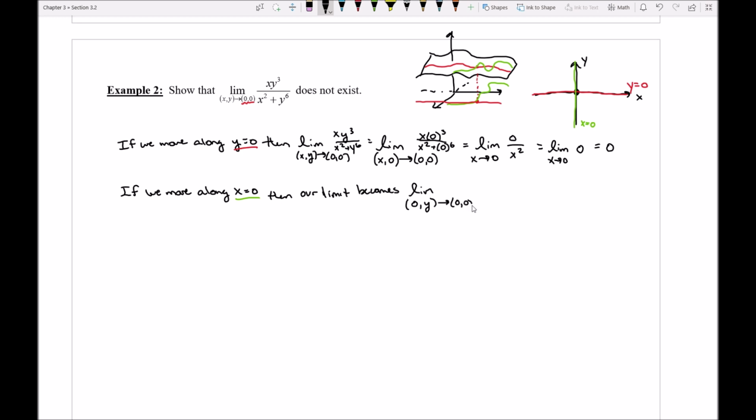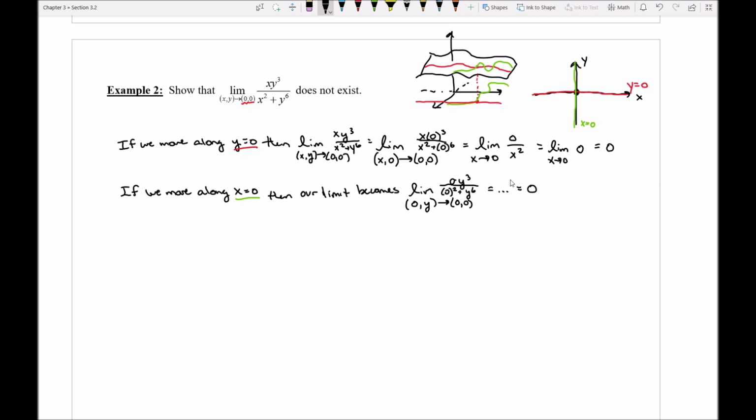And what that's going to change in my problem is really just what variable is going to have the 0. So I'm going to end up still with 0 ultimately in the numerator, because I'm going to get 0 times y to the third power. And then I'm just going to get a 0 squared plus a y to the sixth. But ultimately, if I go through all that work, I'm still going to get 0 over something, and so I'm going to end up with the final value of 0. So I still haven't been able to show that the limit doesn't exist.